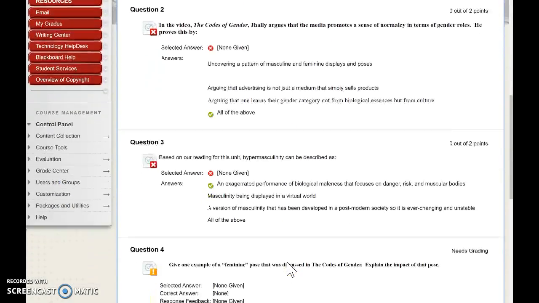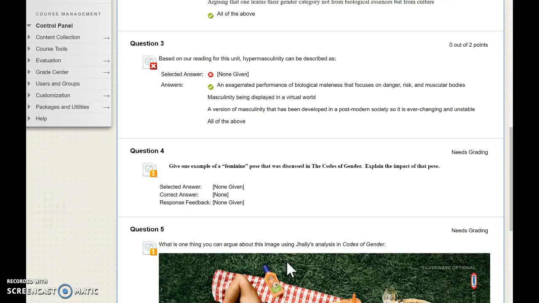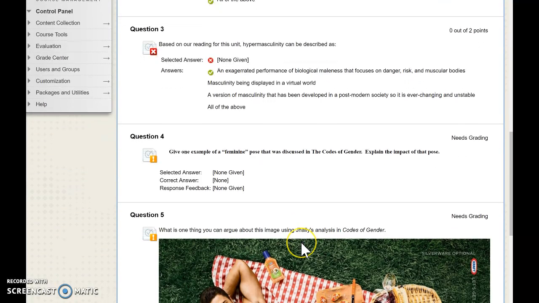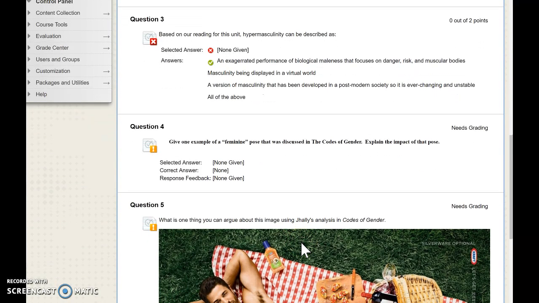All right, question 3, hypermasculinity. Hypermasculinity is not just being masculine or being a man. Hypermasculinity is an exaggerated performance of biological maleness that focuses on danger and risk and muscular bodies. So it's not just that you see a man in an advertisement. Every man is not hypermasculine, but if the body is super buff and the guy is taking super risks and the man is very, very callous toward women, that's hypermasculinity.